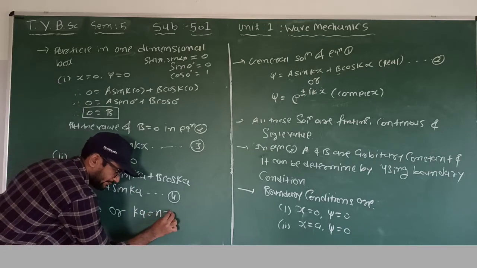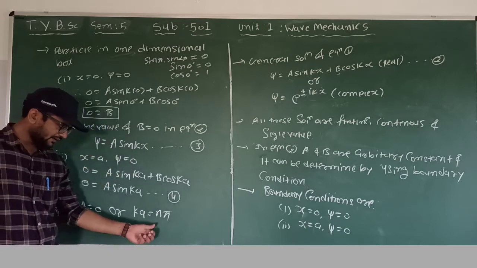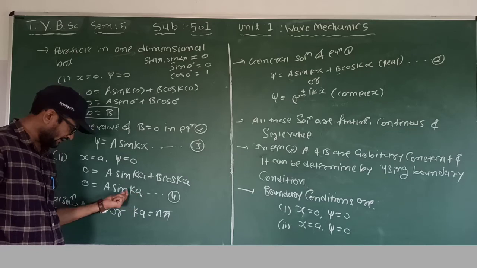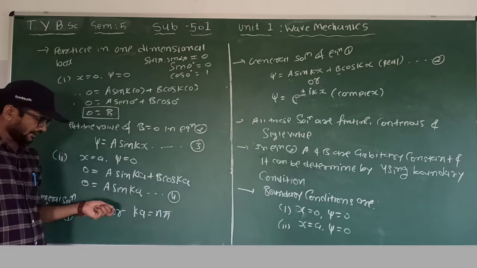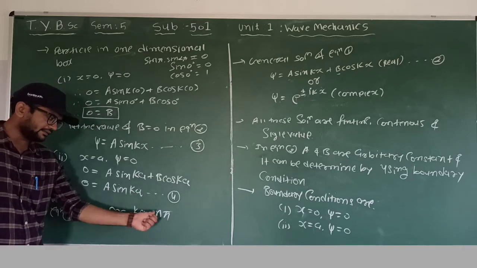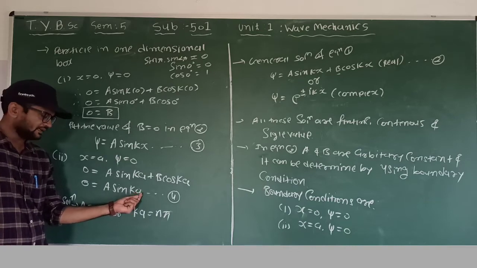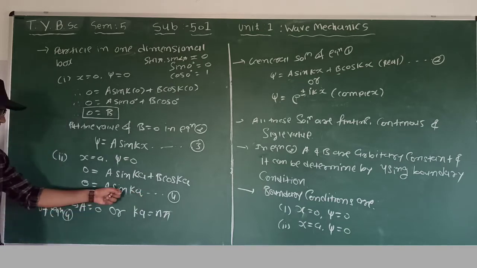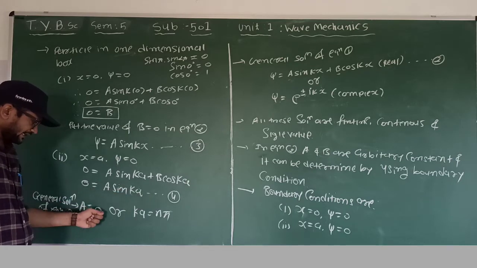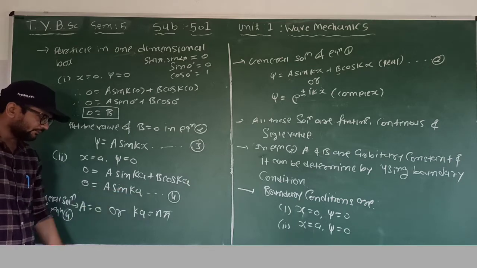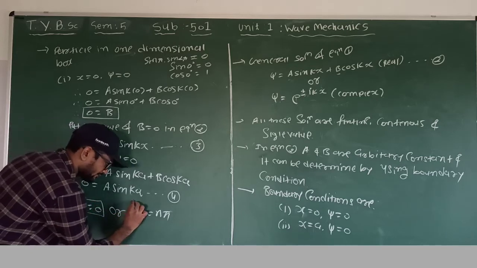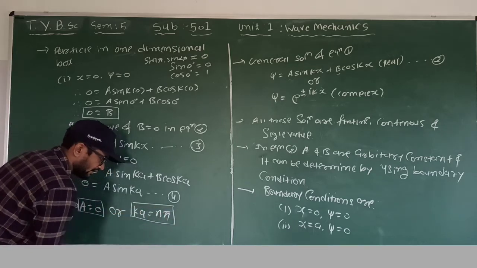The value of ka is equal to n pi. It means if I put the value of k as 1 pi, then sin pi is 0, so 0 into A is equal to 0. If I put k as 2 pi, then sin 2 pi is also 0. Sin 3 pi is also 0. So the general solution of equation 4 is A is equal to 0 or ka is equal to n pi.